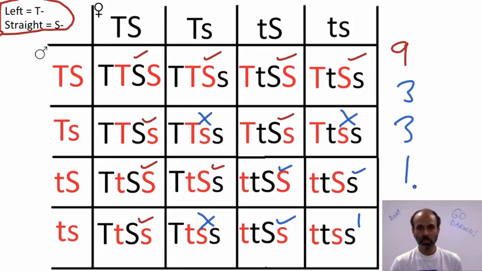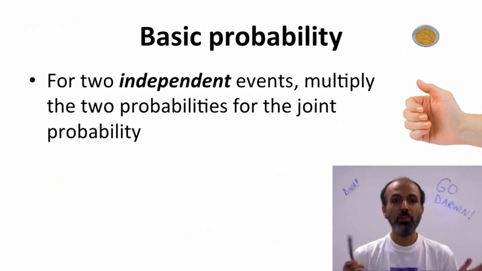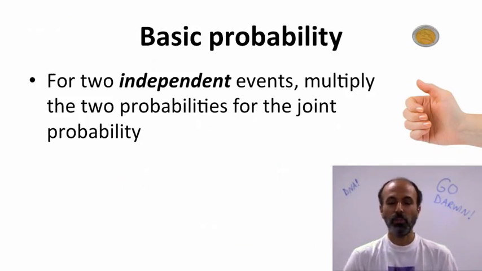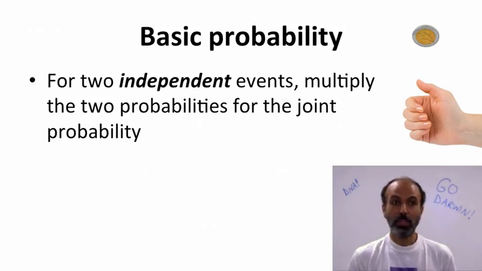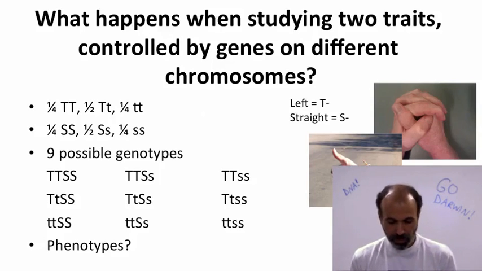Well, there's a very simple thing you can use from basic probability: if you have two independent events, all you have to do is multiply the probabilities for the joint probability. Just like if you're flipping a coin, what are the odds you get heads twice? The odds of getting heads the first time is 1/2. The odds of getting heads a second time is also 1/2, so it'd be 1/4. Well, we can apply this same principle to this problem.